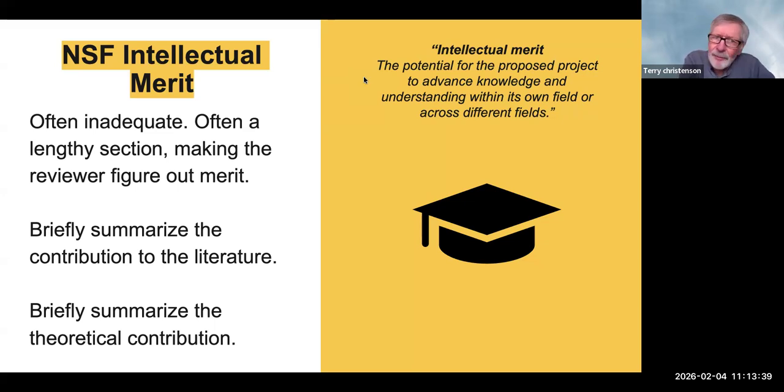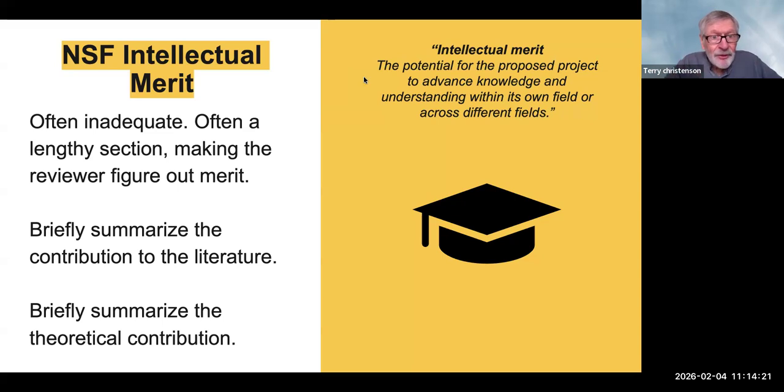The other issue that I'm seeing, and I think I'm seeing this a little bit more frequently now, is an extremely lengthy section that's labeled as intellectual merit. And the reviewer is going to have to then figure out what the merit is instead of just a pithy statement about this is how I'm contributing to the literature, this is a theoretical contribution, this is what's going on. I'm seeing cases where you're forcing the reviewer to figure out what the merit is. Again, this is adding to the cognitive load of your reviewer or your panel, and you don't want to do that. You want to make this as easy as possible for them to navigate.